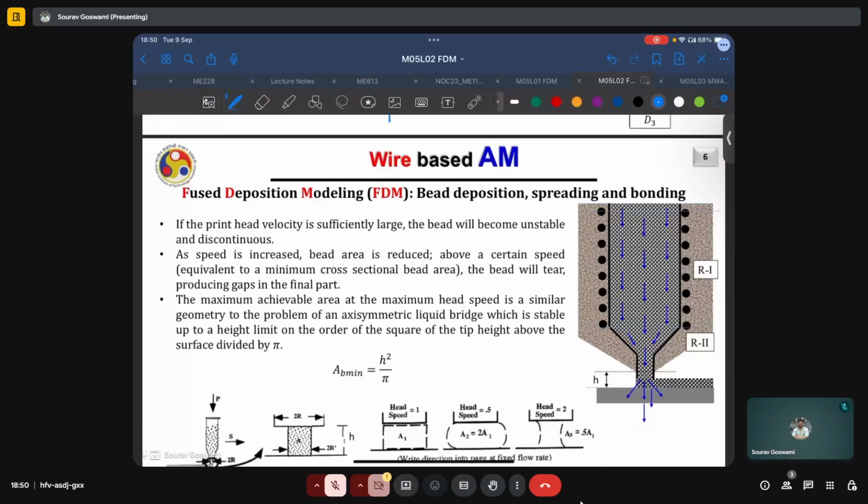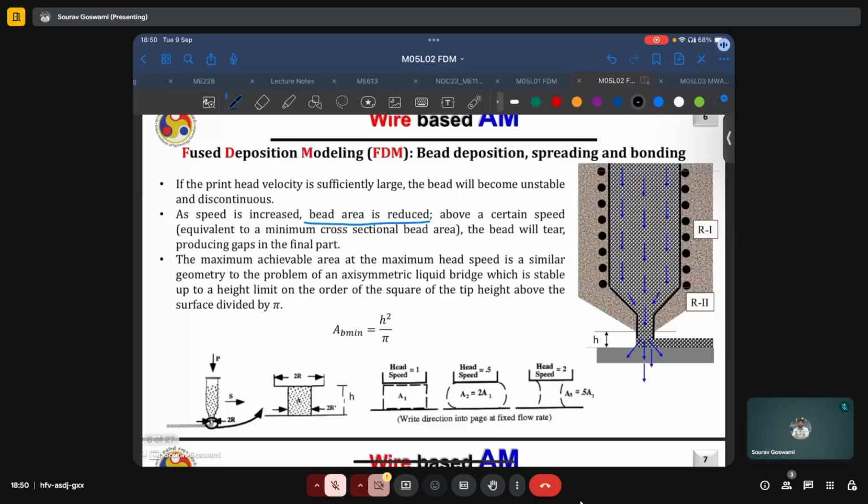With the bead cross-section area decreasing, there will come a transition region where it will become unstable and then simply become discontinuous. As the speed is increased, the bead area is reduced, and above a certain speed, equivalent to a minimum cross-sectional area, the bead will simply tear, producing gaps in the final part.